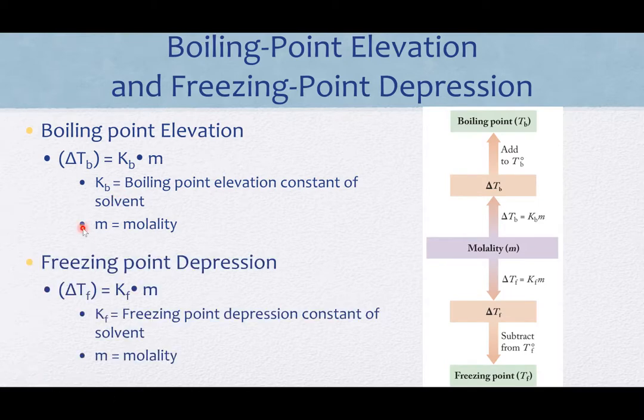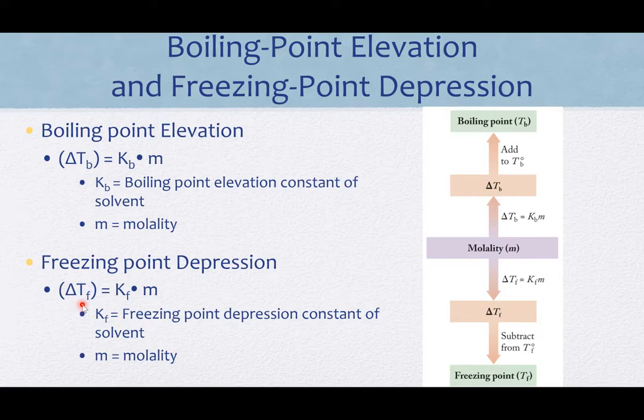What you're going to notice about freezing point depression is that this formula is going to look very, very similar or identical to the boiling point formula. So again, it's going to be 3 variables. We'll get to the third variable in just a moment. But here we're looking at the change in temperature of the freezing point. So change in temperature of the freezing point.